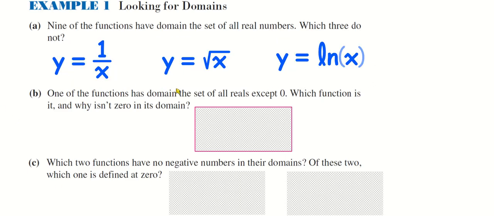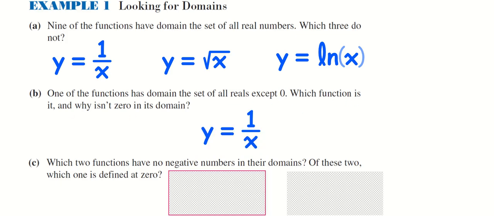One of the functions has a domain, the set of all real numbers except 0. Hopefully, and again, pause the video and try to figure these out for yourself first. Question C, which two functions have no negative numbers in their domains? Of these two, which one is defined at 0?